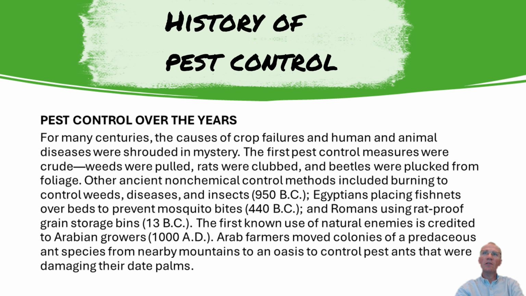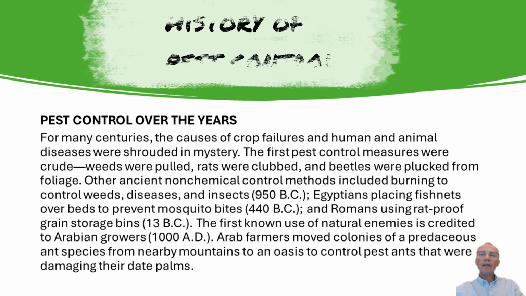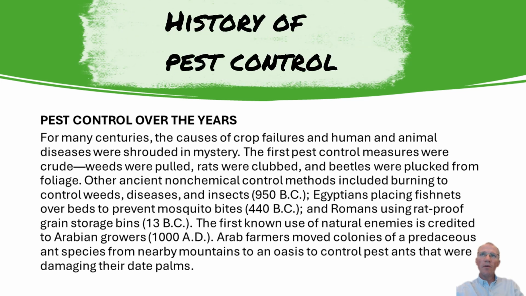The first known use of natural enemies is credited to Arabian growers, 1000 AD. Arab farmers moved colonies of a predaceous ant species from nearby mountains to an oasis to control pest ants that were damaging their date palms. This example of the Arabian growers moving the ants from the mountains to the oasis to control the pest ants is a great example of biological control.